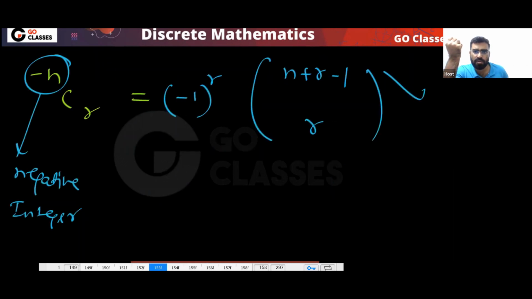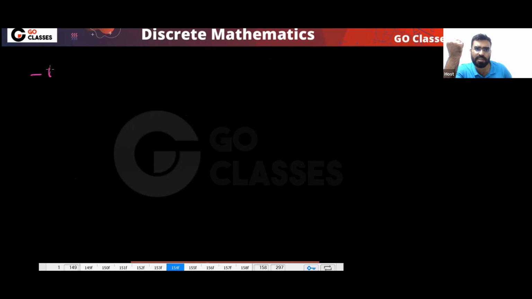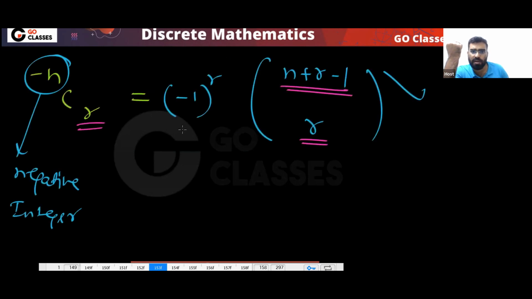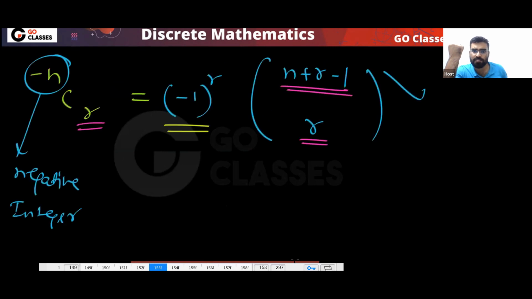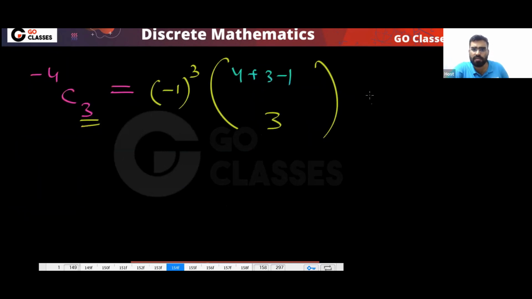Remember, r is as it is, and on top you have n plus r minus 1. So, for example, if I ask you minus 4c3, what will you write? Minus 1 power 3. Don't forget about this minus 1 power r. This 3 is as it is, and on top I will get 4 plus 3 minus 1, that is n plus r minus 1. So what I got is minus 6c3. So minus 6c3 is the answer, very simple.